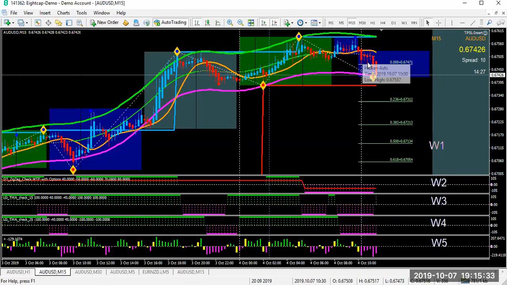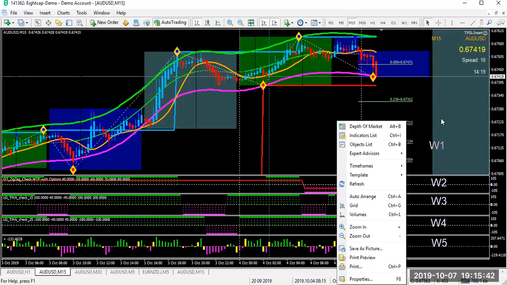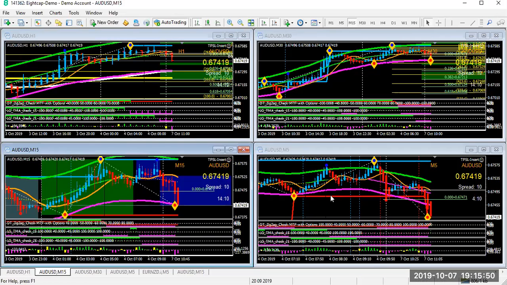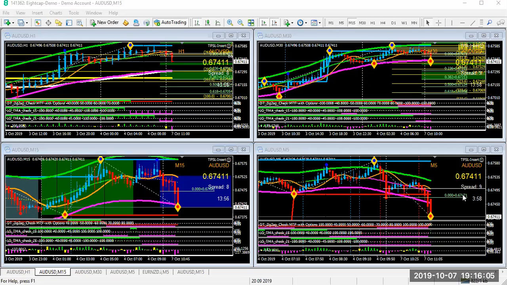So why is this funny shape? Some of you might have noticed that the market opened at 8 o'clock Melbourne time today because of daylight savings. So I might have to adjust that setting to reflect that.